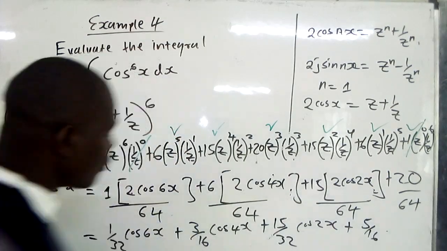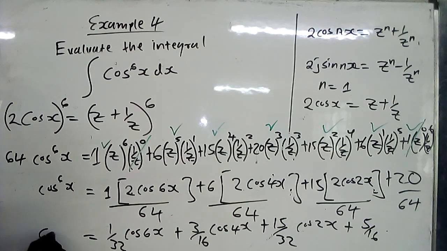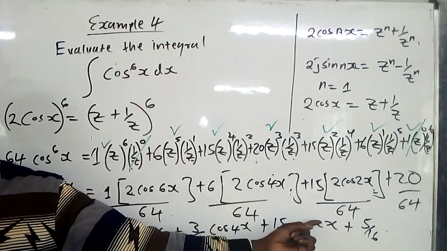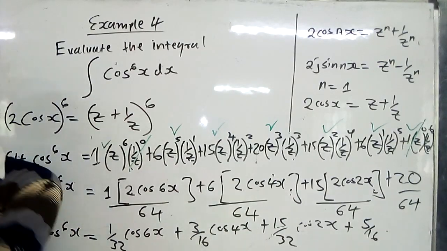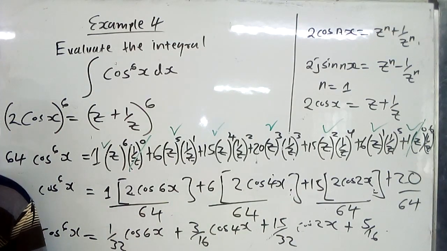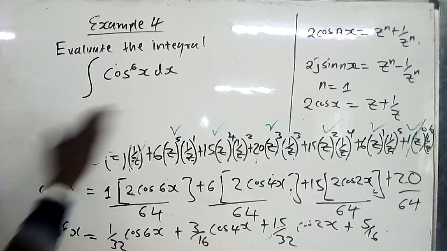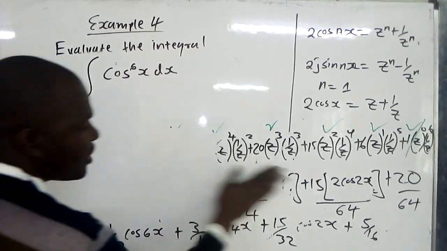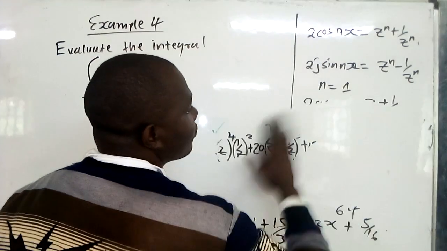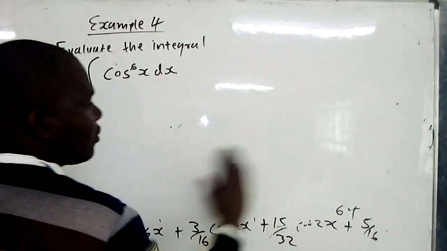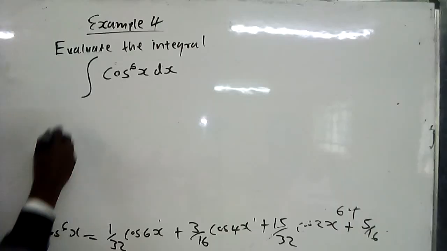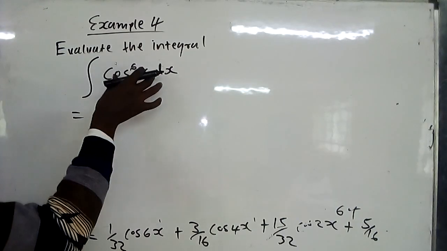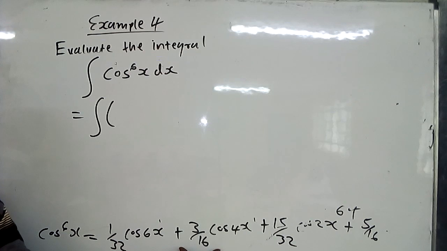So it means when you have cos raised to power 6x, you substitute it with this. You no longer have the powers now, you can now integrate it. Are we together? You can now integrate it when it doesn't have a power. So can we now integrate cos raised to power 6x? Where there is cos raised to power 6x, you put its equivalent value, isn't it?